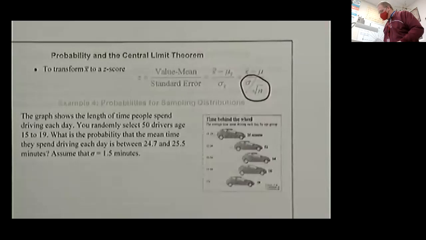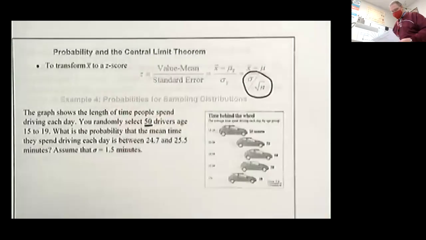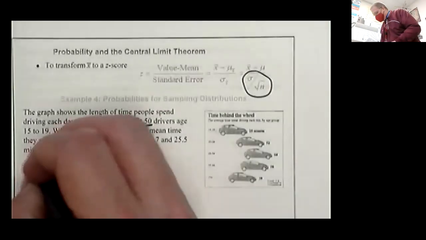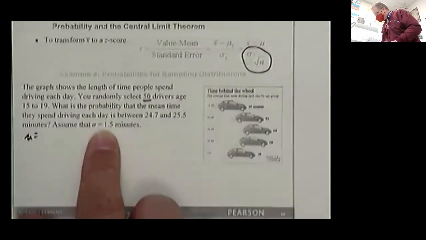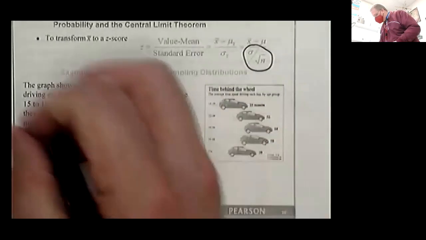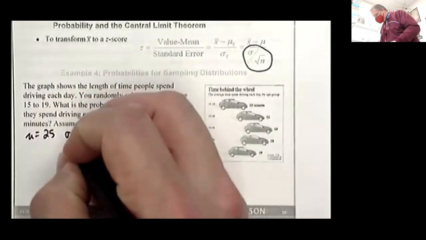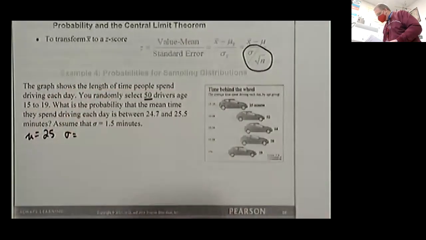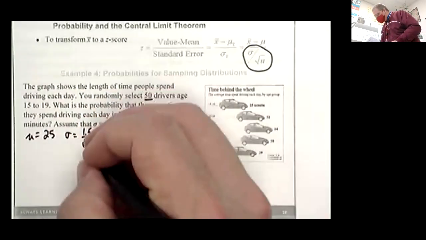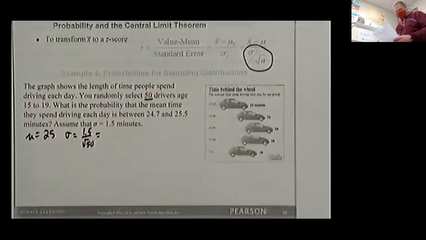So here we go. First, can we use normal distribution? We can because n is bigger than 30. That's our central limit theorem. Therefore, our mean is going to approximate the population, and that is 25 minutes. So 15 to 19, that's 25 minutes. And our sigma, we have to change this one, is 1.5 divided by square root of n. And we picked 50 drivers, so that's divided by square root of 50.